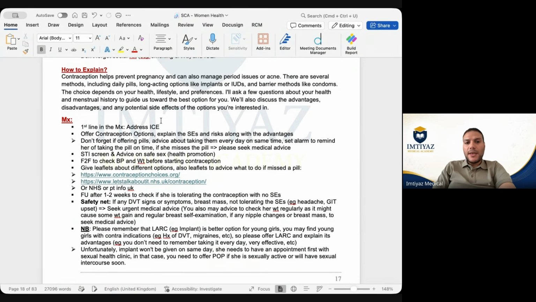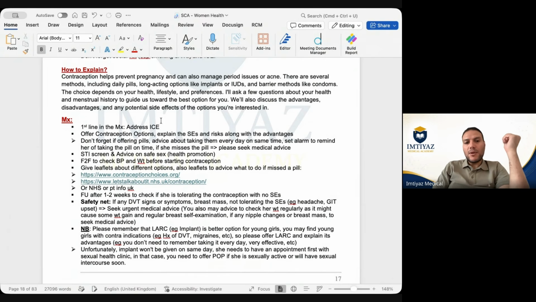Then don't forget, if she will opt in for that and she will use the contraception, we need to check her body weight, we need to check her blood pressure, and so on before that. Then you give her leaflets and then follow up after a few days to see what she decided, and also if she will start today on contraception, follow up after a couple of weeks to see if she's tolerating it well or not, no side effects, and so on.